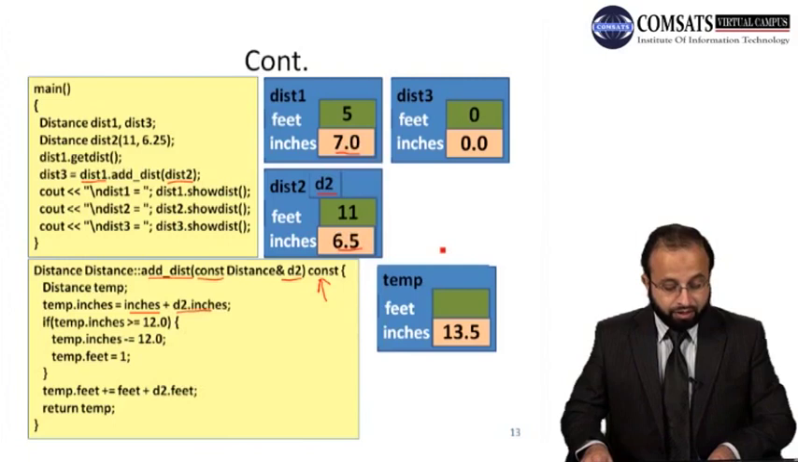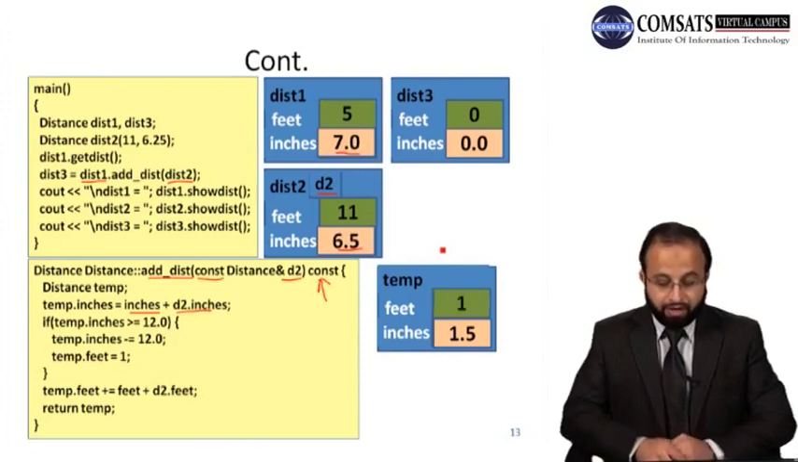And then we have an if condition. If temp.inches is greater than 12, yes it is, then we have to subtract 12 from inches. We subtract 12 from temp.inches and add 1 to temp.feet. Now we are going to add temp.feet plus feet.